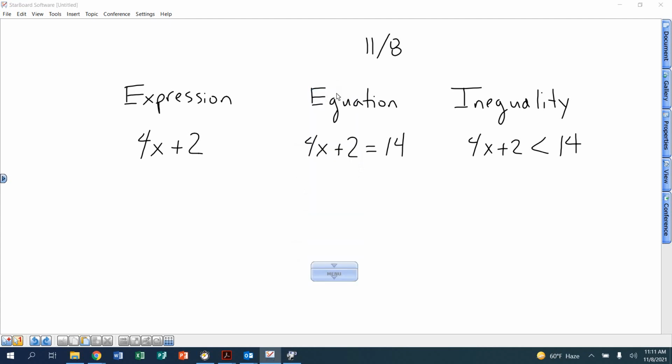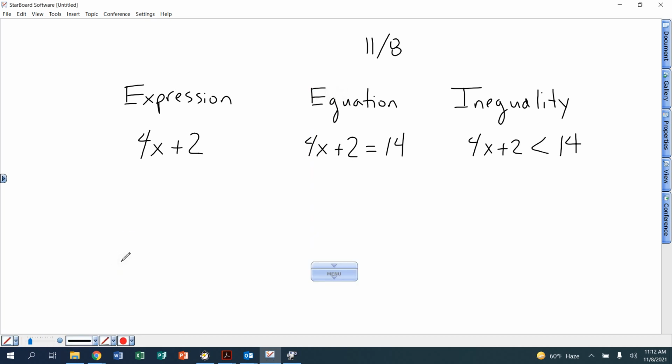Okay, for homework 11.8, I'd like you to copy everything I'm copying down, even if I erase it. And I'd like you to write the 3 words on a separate piece of paper to show me that you listened. All right, for this, I need you to know the difference between an expression, an equation, and an inequality.